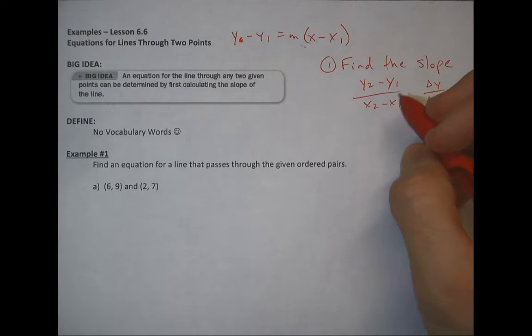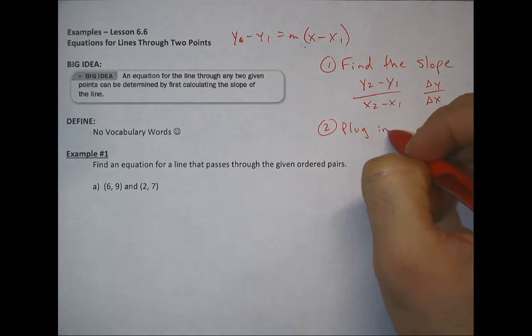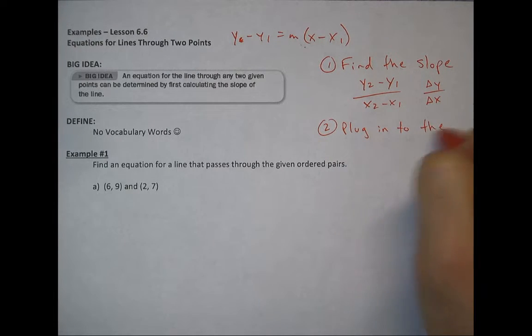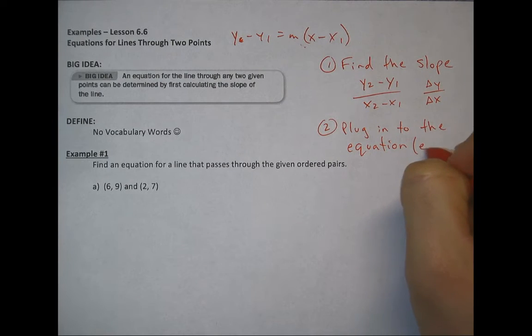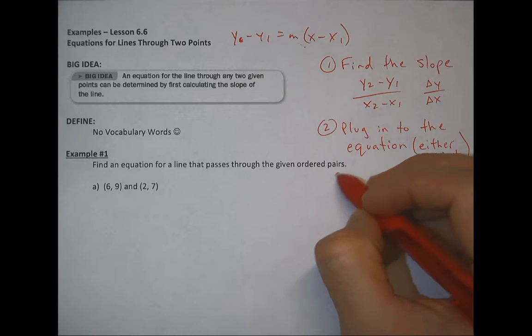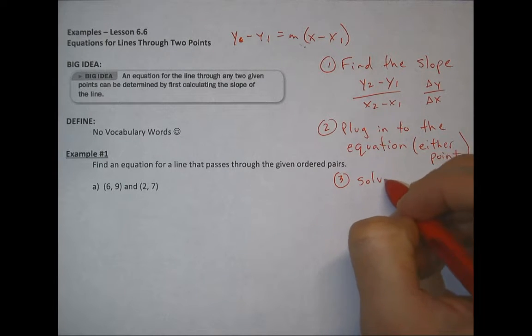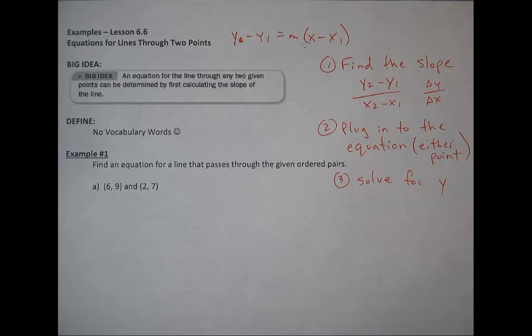Once you've got the slope, you can now just plug in to the equation. And like I just said, you can use either point to do so. So you're going to have 2 points. You can use either one as your x1 and y1. And then 3, we're going to continue always finishing this off by solving for y, which puts it into the slope-intercept form. Much more useful piece of information for us moving forward.